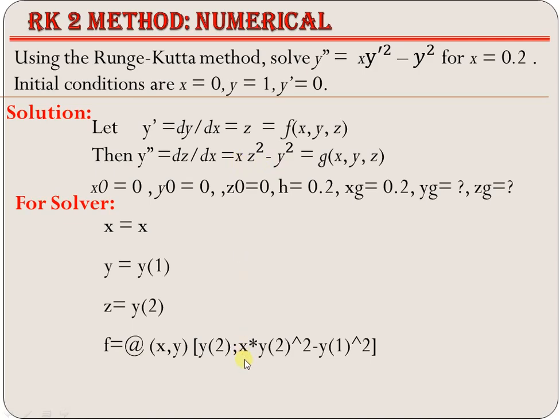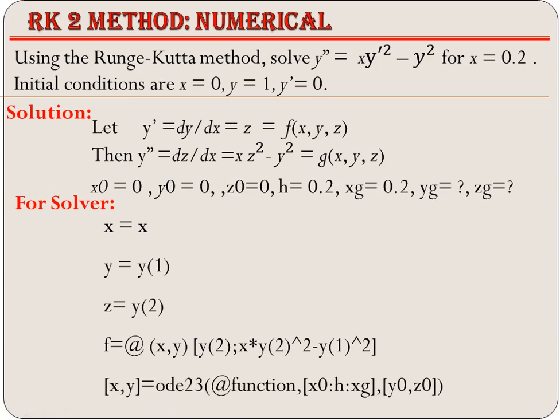So it is x z square minus y square. x as it is, and z will be replaced by y of 2, so we are using y of 2 square. Between these two terms use the proper arithmetic operation, that is a multiplication symbol, then minus y square, where y will be replaced by y of 1, so y of 1 in bracket square we have to use. So this function we need to define in MATLAB first, and then we need to write the solver syntax.